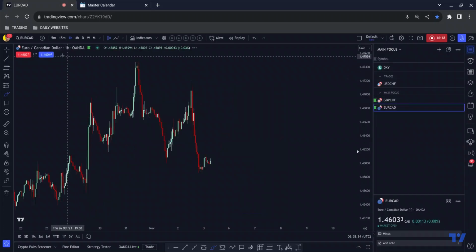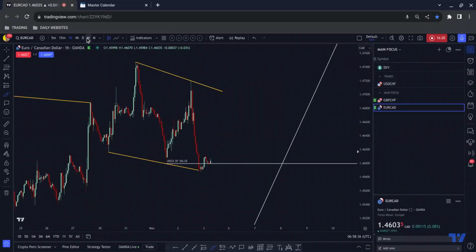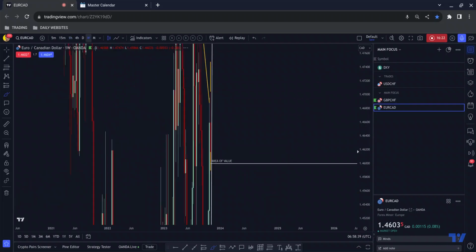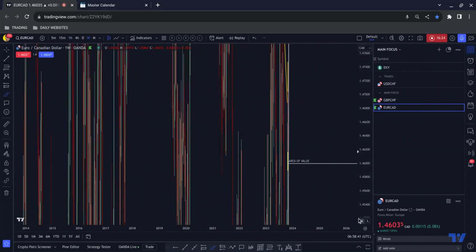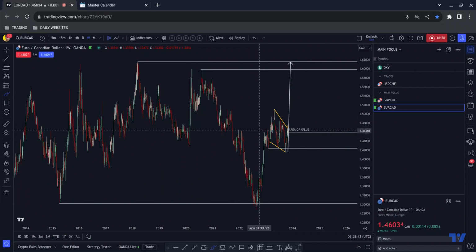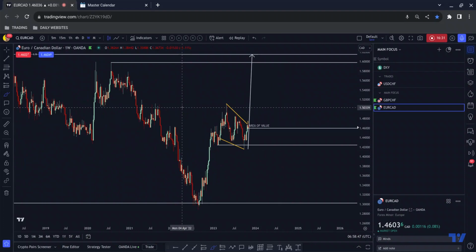Moving on to Euro CAD and doing this ever so quickly. One of the reasons this is last on the list is just because it is kind of further in the run from here to here, but I'm not too concerned about that.